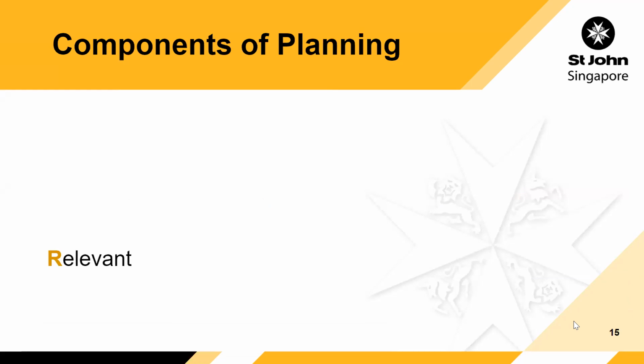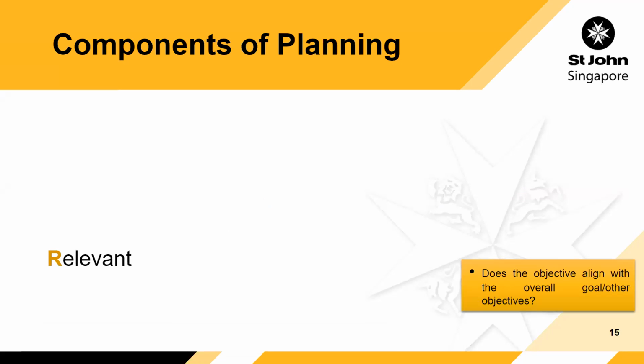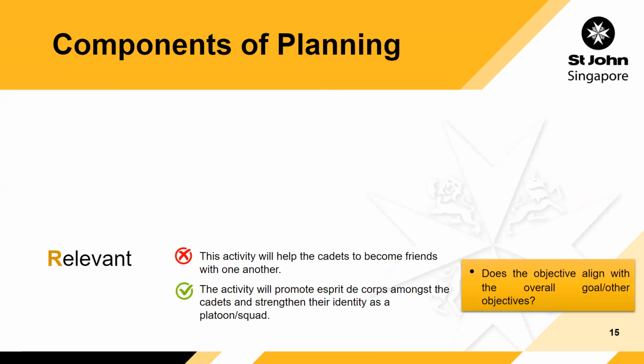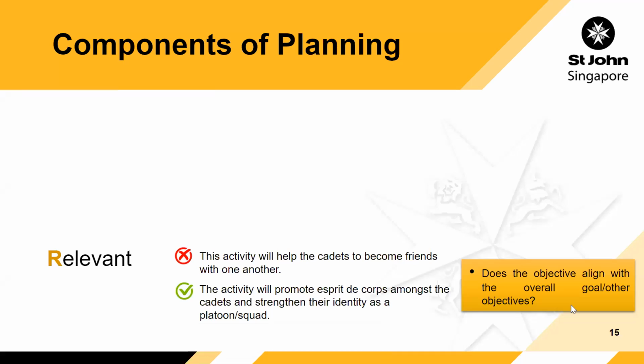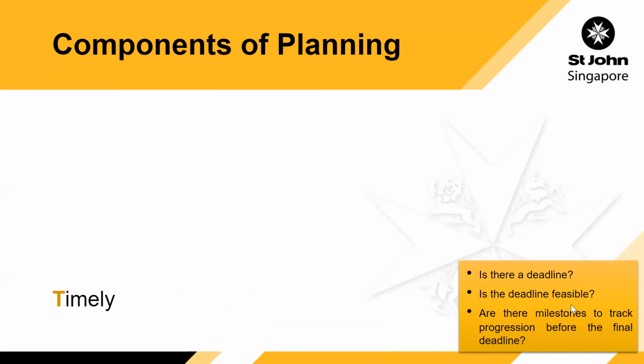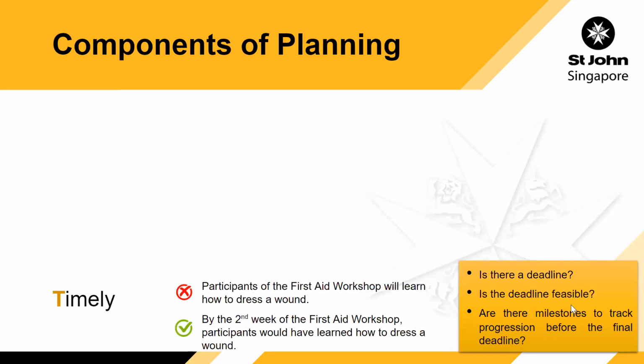Next, relevant. Does the objective align with your current overall goal, or is it random? Can you read the example? And lastly, is your objective timely? What's the deadline you're setting and is it visible? Looking at the given example, instead of vaguely saying that the participants will learn how to dress a wound, it'd be more accurate and useful to state that they will learn how to dress a wound by the second week of the workshop.